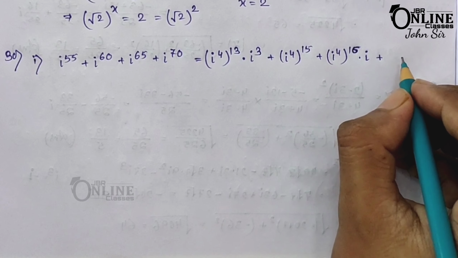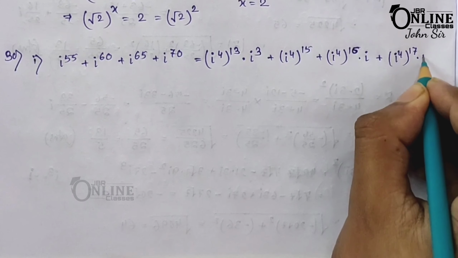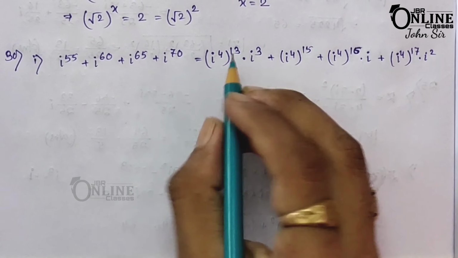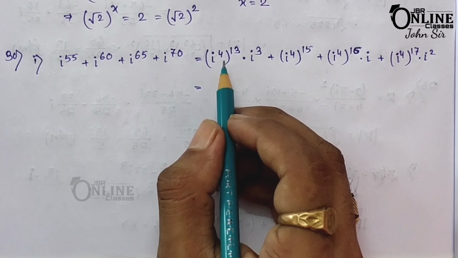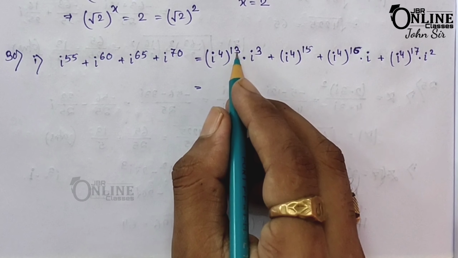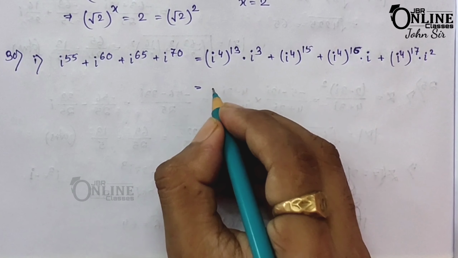And the last one here, i to the power 4 to the power 17 into i square. Okay, so now as you know that i to the power 4 means always 1. So 1 to the power 13 equals 1, and here i cube means minus i.